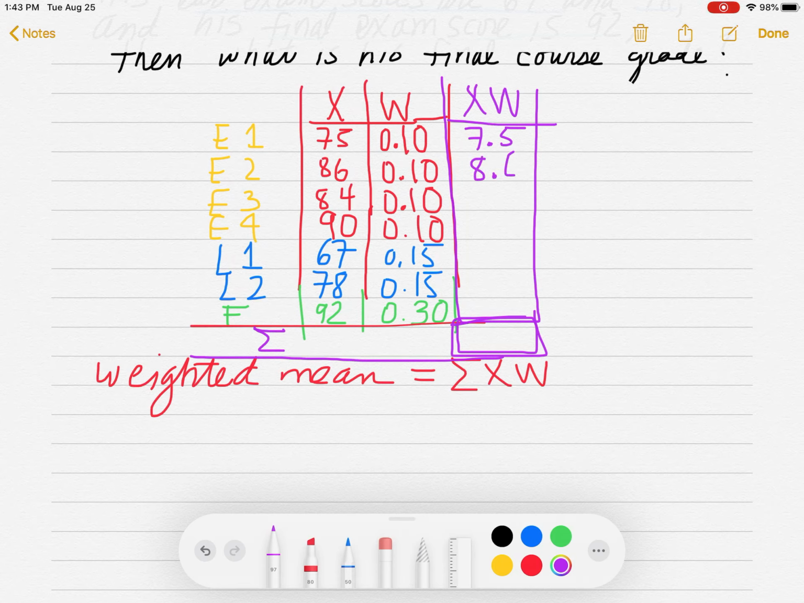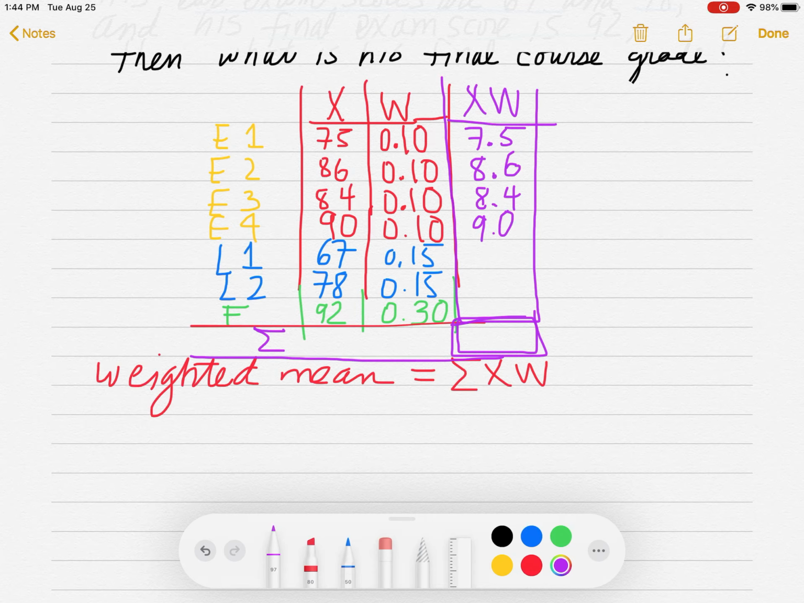Getting windy out there. A little rain coming maybe. 84 times 0.1 is going to be 8.4. Holy mackerel. My iPad just fell on me. Let's get it back up, standing back up again. All right, 90 times 0.1 is 9.0.